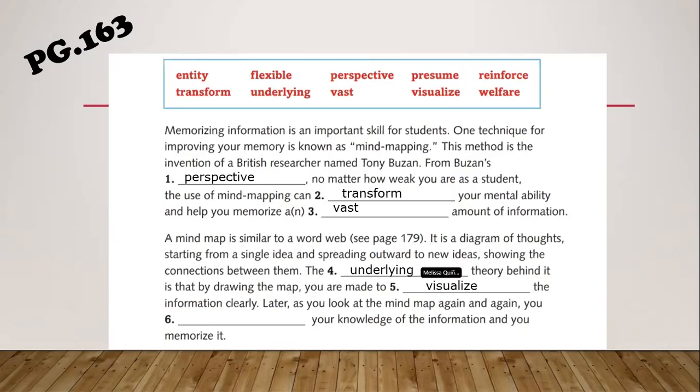And the last one, who has the last one? The information clearly later as you look at the mind map again and again. It is when you reinforce, yes, Melly, is that one, reinforce the information. Okay, please copy this. Number 1, perspective. 2, transform. 3, vast. 4, underlying, visualize, and reinforce. Okay, almost 2 minutes. I know we can reach it.